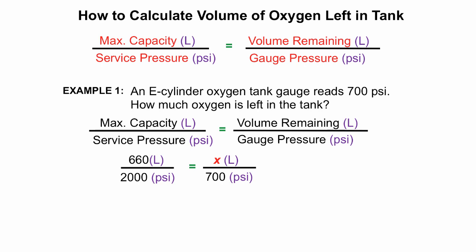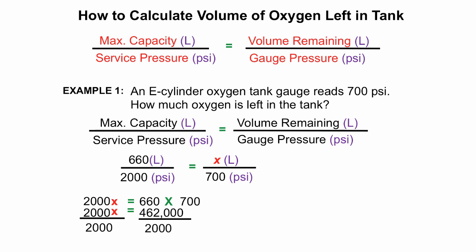So at this point, all we have to do is cross multiply and solve for X. So 2000x, and we did that by cross multiplying, equals 660 times 700. So 2000x equals 462,000. Now we need to divide by 2,000 on each side in order to solve for x. And x equals 231 liters.